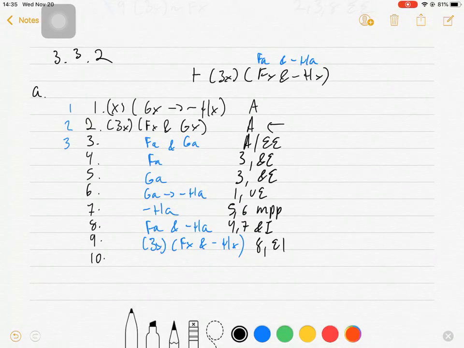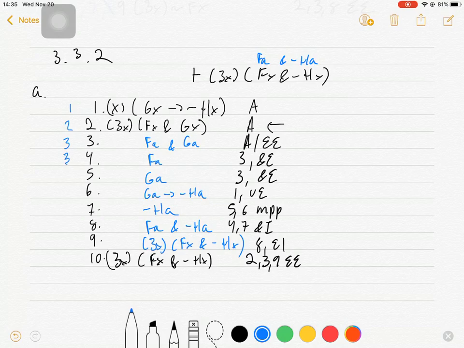And then we need to close out our EE. So we reiterate what we wrote on the last line. We cite our 3 lines, 2, 3, 9 EE. And for the assumption numbers, we can see that this is another instance in which we didn't come back to our existential claim in line 2 until all the way at the end. Let's go on to B.